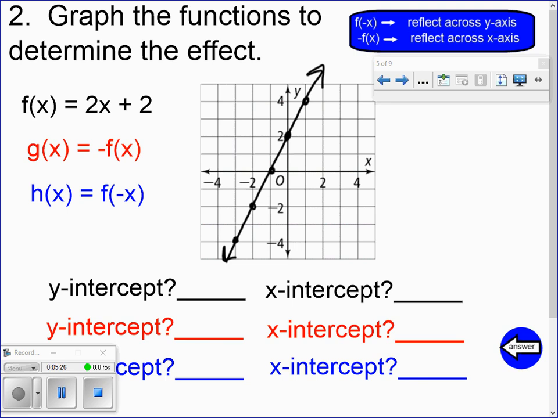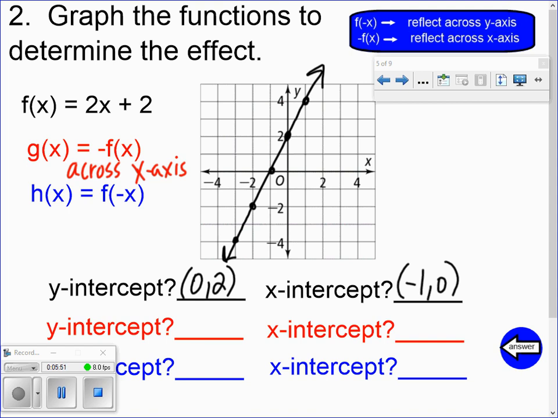So if we look at g of x, if we're reflecting across the x-axis, notice that the x-intercept is what's going to stay the same. So let's take a look at what our x and y-intercepts are from our current graph. The y-intercept for this particular graph right now is (0, 2). The x-intercept is (-1, 0). And so now let's reflect it.